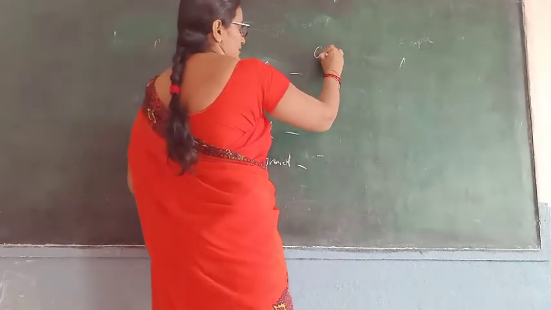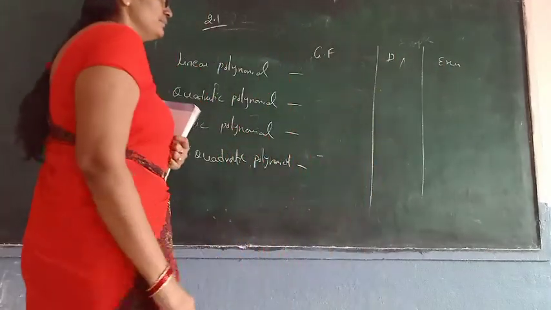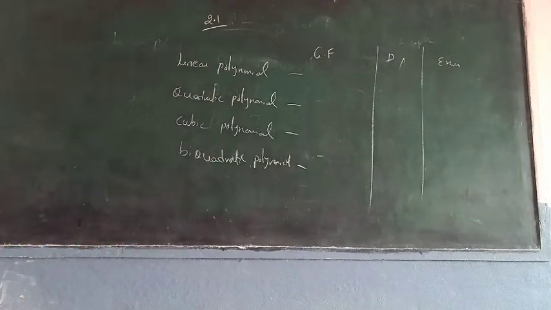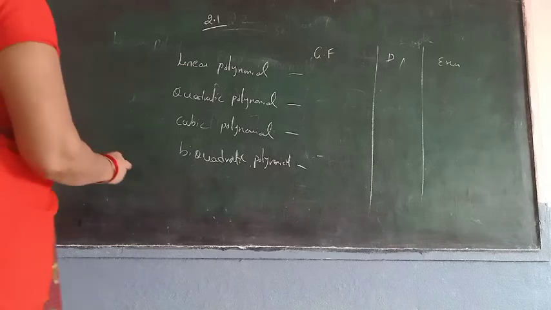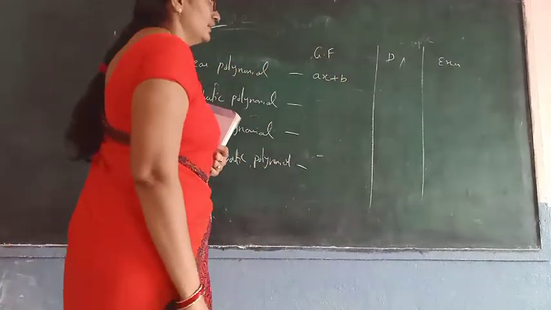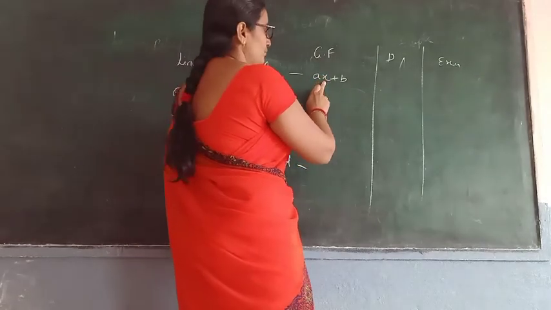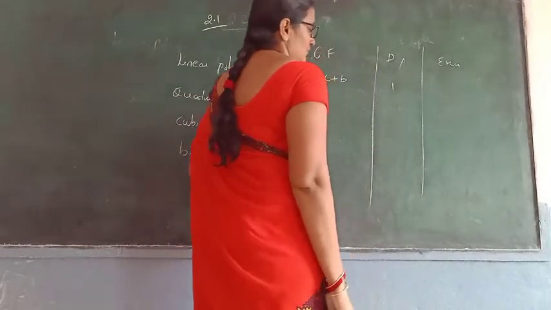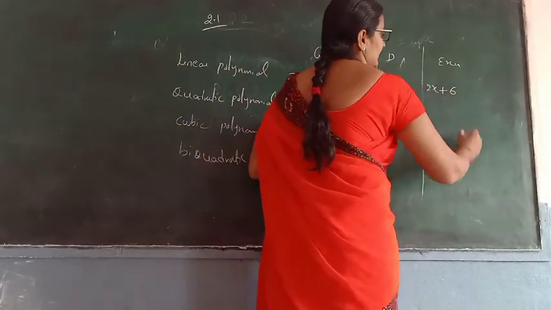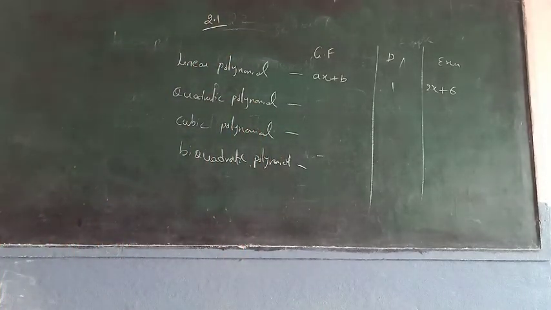So what is linear polynomial? What is the general form, degree and example? Let us see these types. What is the general form of linear polynomial? ax plus b is called the general form of linear polynomial. And degree means the power of variable. What is the power of variable? 1. Next, example, 2x plus 6. If the degree is 1, then it is a linear polynomial.